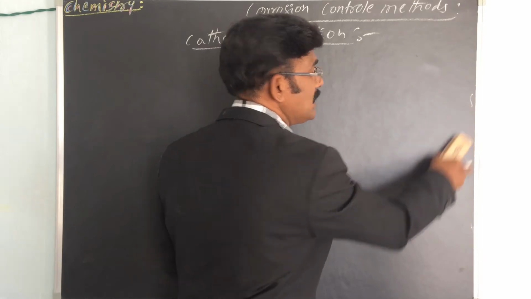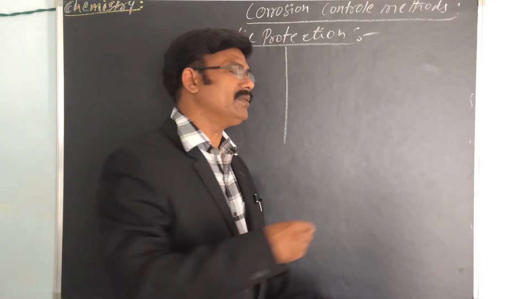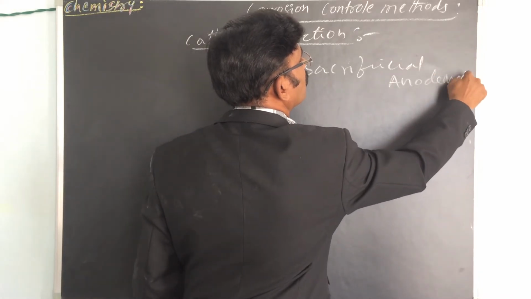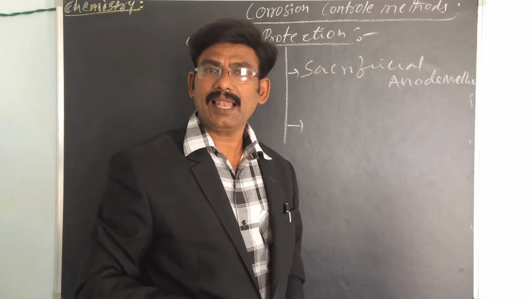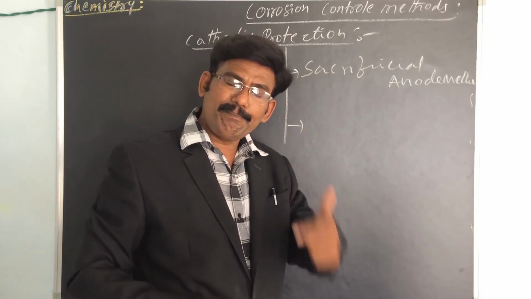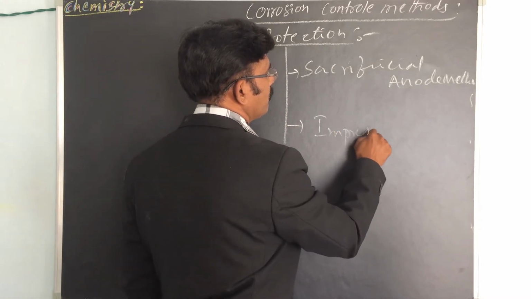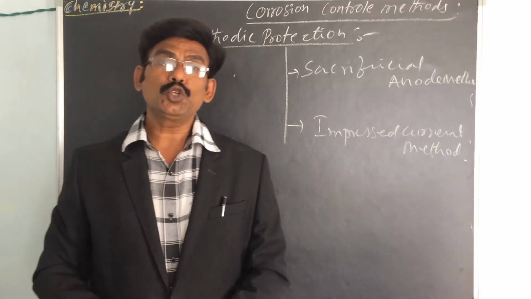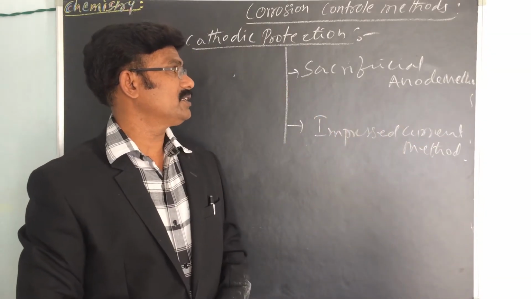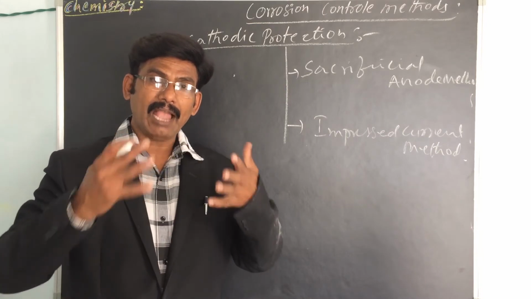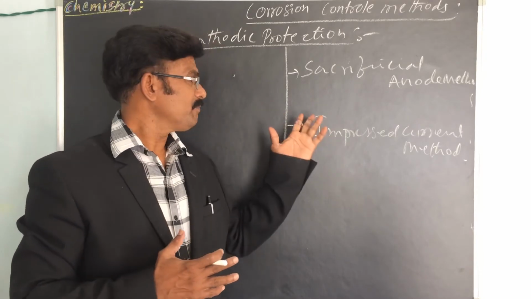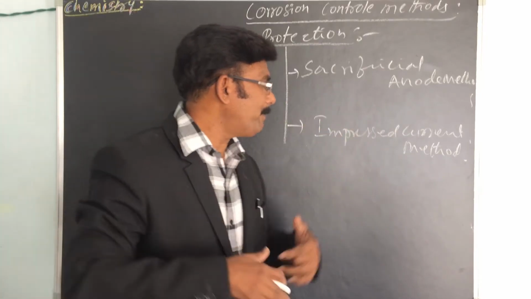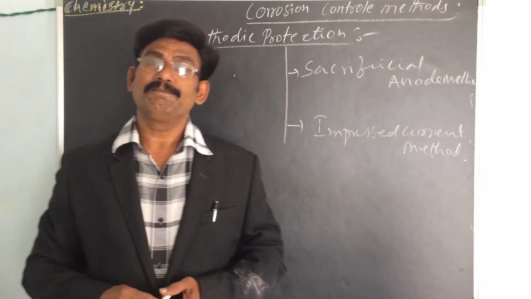One is what? The sacrificial anode method, and the second one is the impressed current method. These two types are involved in cathodic protection. The base metal should behave like a cathode. In the sacrificial anode method, the anode is sacrificed, and then the impressed current method. We have to discuss these methods.